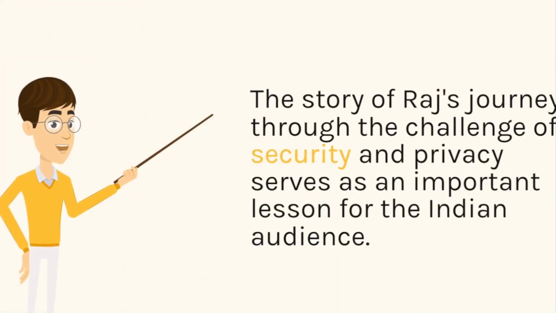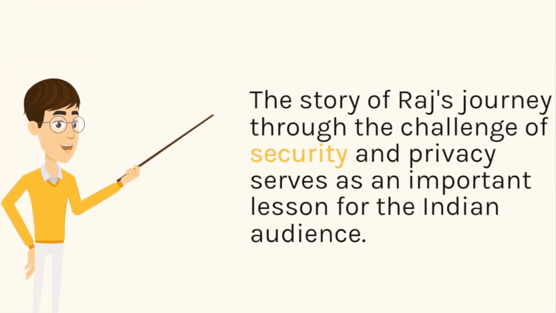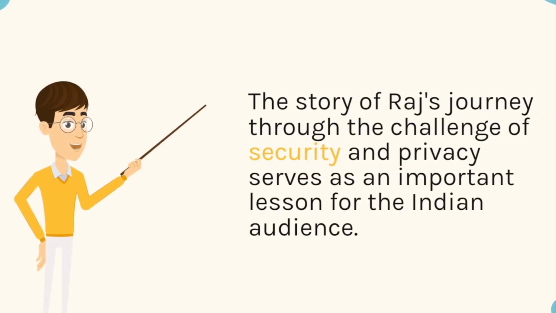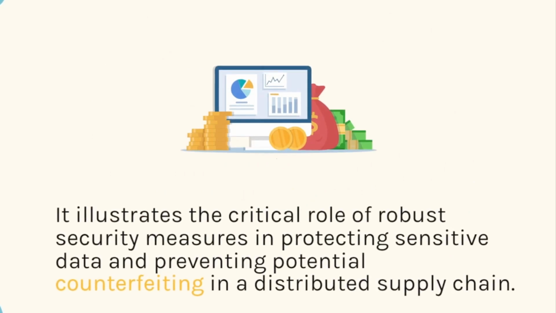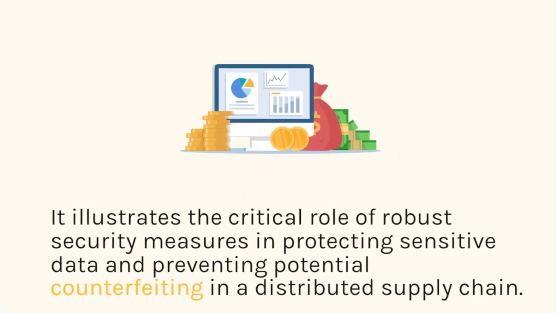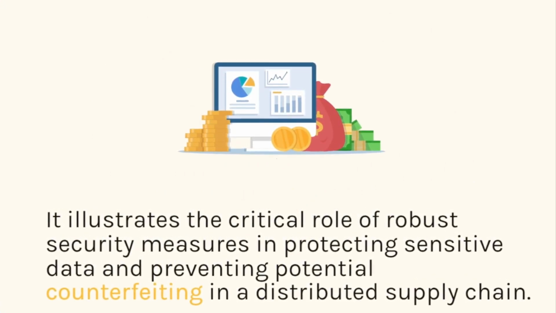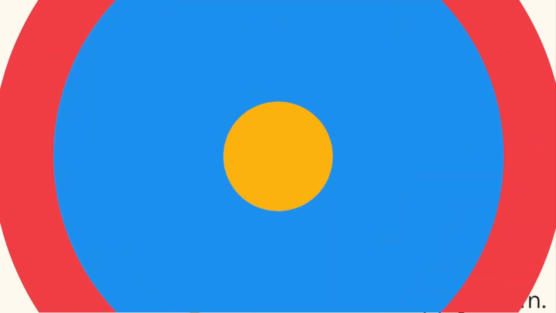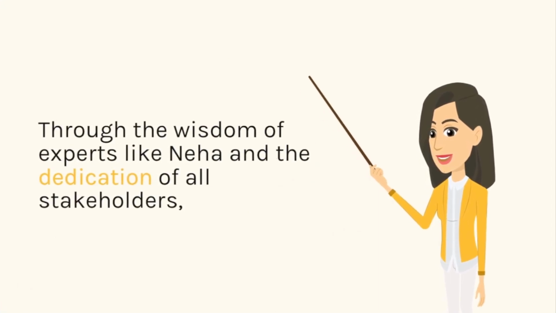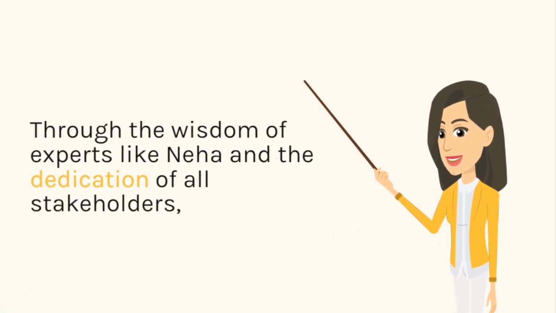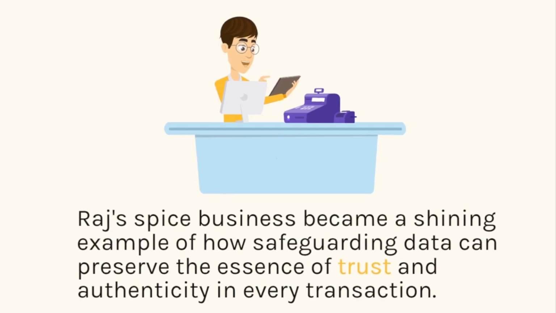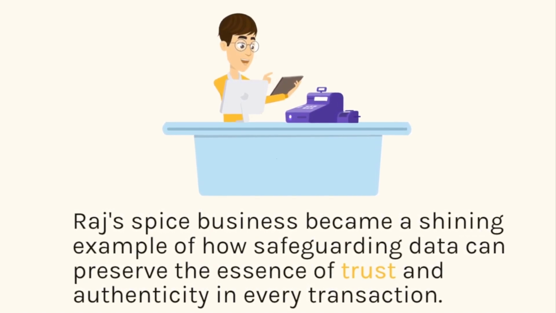The story of Raj's journey through the challenge of security and privacy serves as an important lesson for the Indian audience. It illustrates the critical role of robust security measures in protecting sensitive data and preventing potential counterfeiting in a distributed supply chain. Through the wisdom of experts like Neha and the dedication of all stakeholders, Raj's spice business became a shining example of how safeguarding data can preserve the essence of trust and authenticity in every transaction.